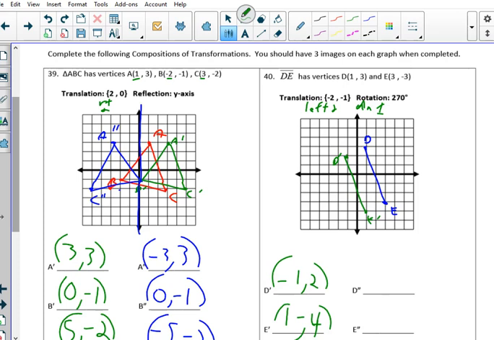Just check. E, move left 2, down 1. Yes. The answer key is wrong. It should be -4, not +4.